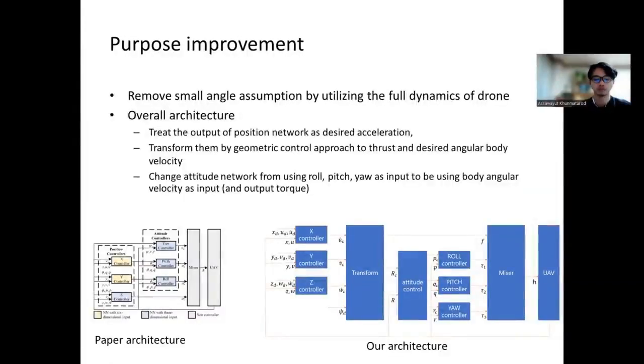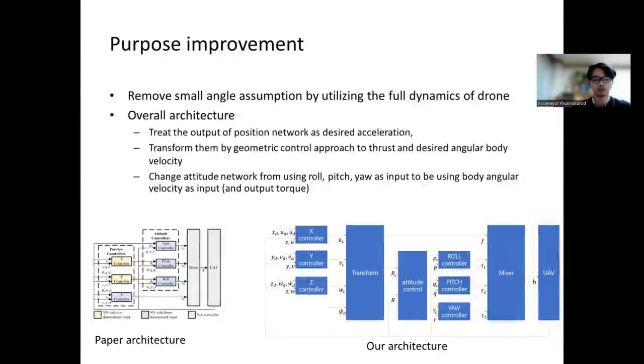For our proposed improvement, we want to remove the small angle assumption used in the paper and utilize the full dynamics of the drone. To do that, there are 3 main modifications to the original method. First, the output of the position network will be treated as acceleration rather than the thrust and the desired roll and pitch angles. And second, these desired accelerations have to be transformed to the desired thrust and the desired angular velocity using the geometric control method.